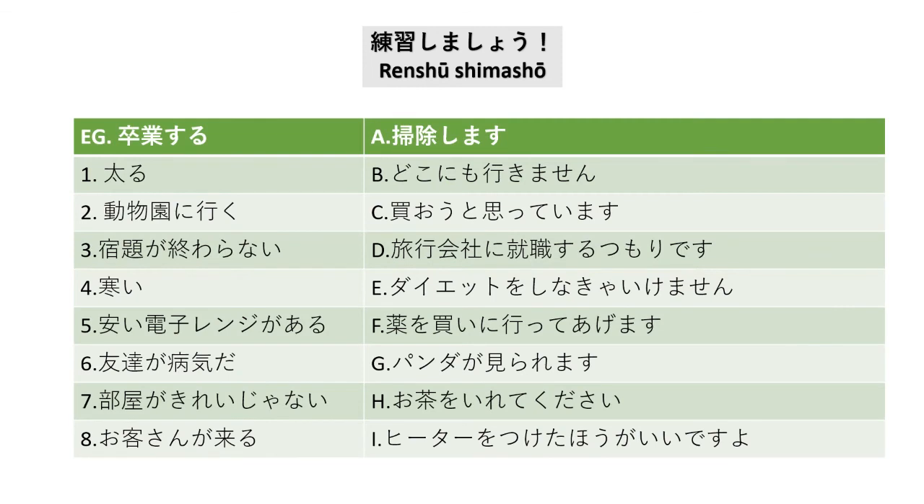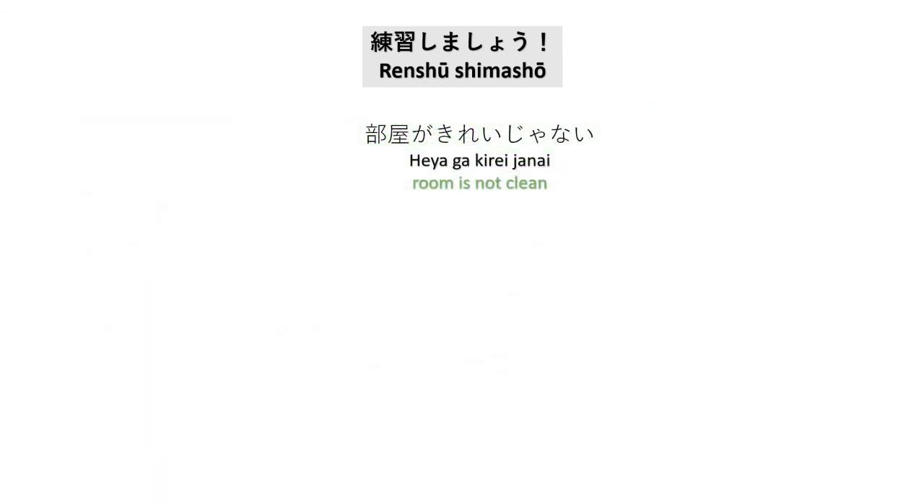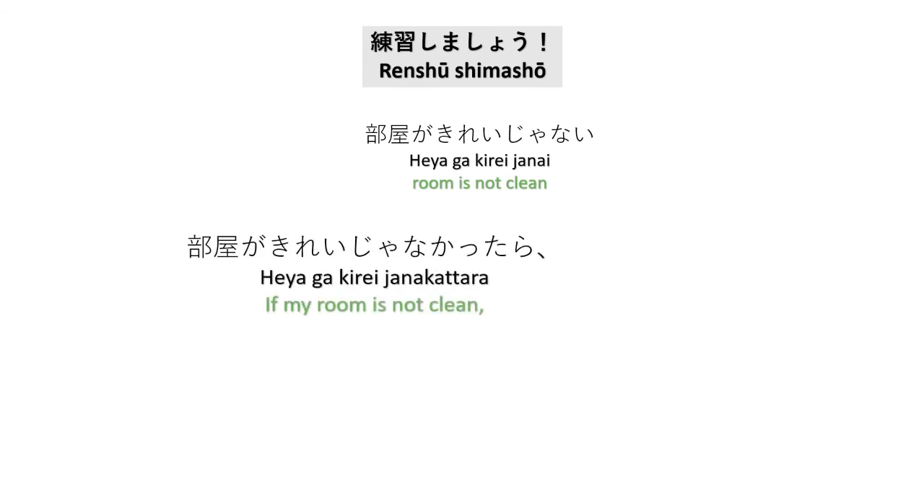Heya ga kirei janai. So the room is not clean. And its partner is soji shimasu. I must clean it if my room is not clean. So, heya ga kirei janakattara soji shimasu. If my room is not clean, I will clean it.